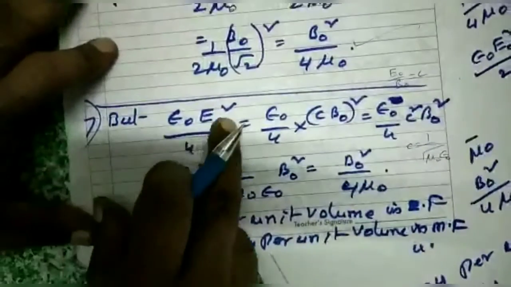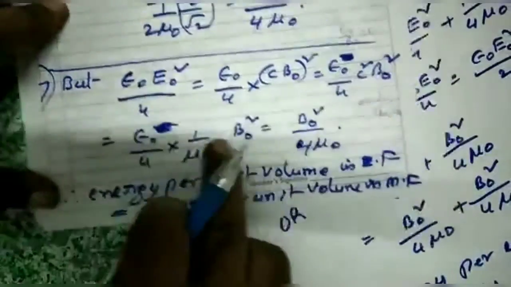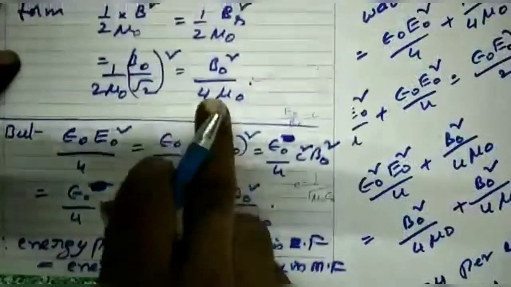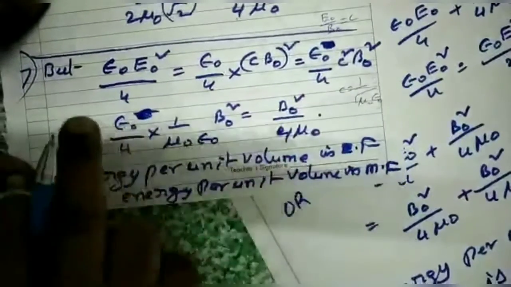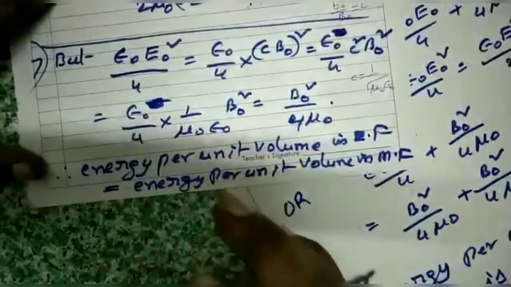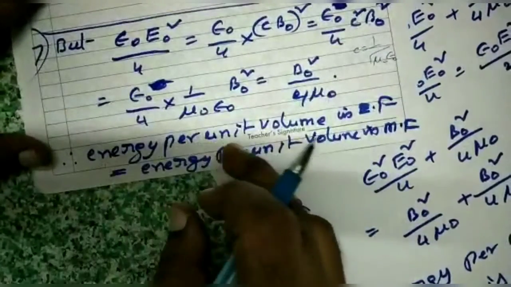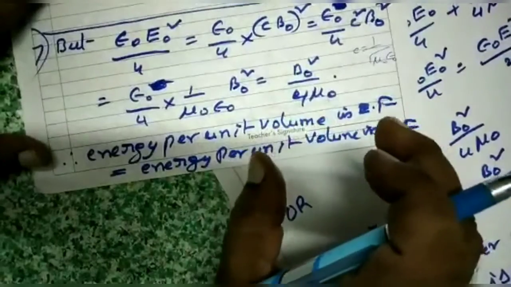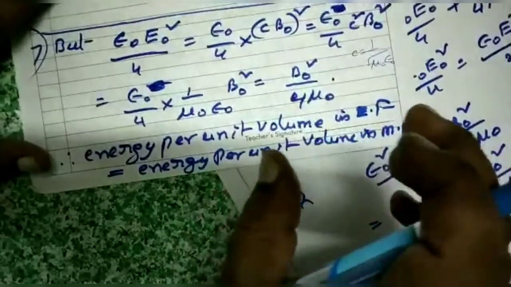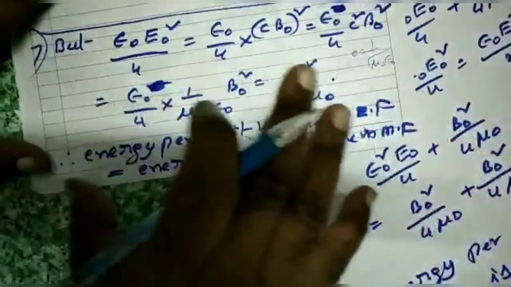Means what? We took the energy density expression in electric field form, and we got the energy density expression in magnetic field form. Both energy densities are equal. In every unit volume, the energy in the form of electric field is the same as the energy in the form of magnetic field in the case of an electromagnetic wave. That is what we proved.